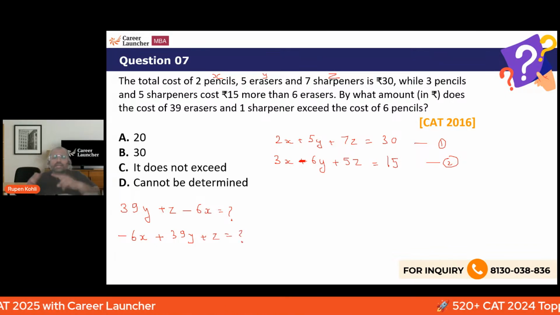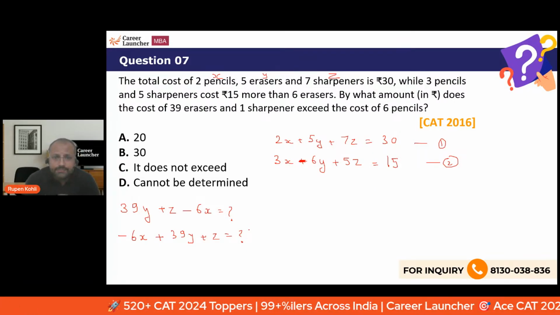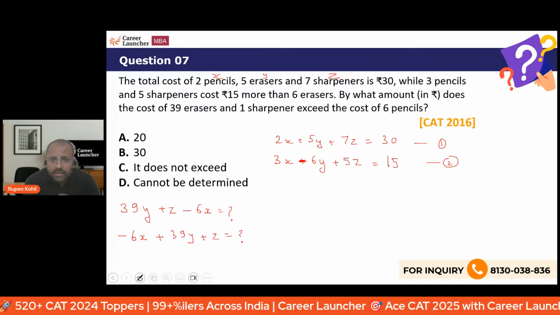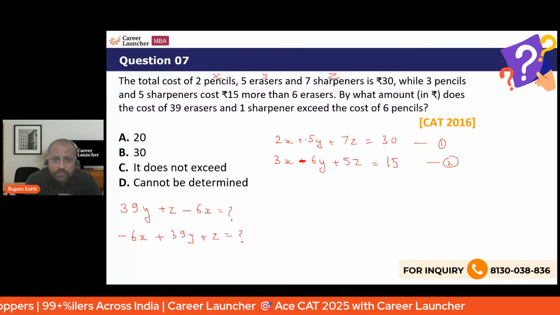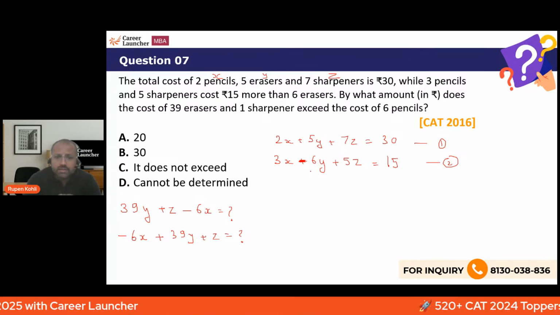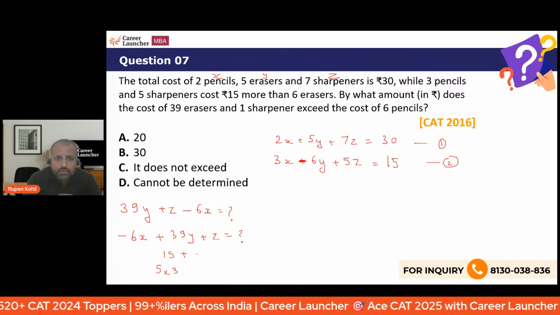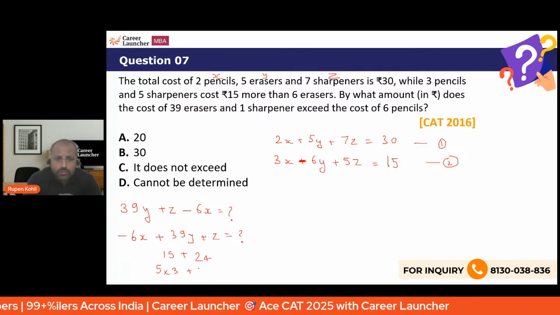Now try to do that hidden trial process that we discussed. Now 39 being the largest coefficient, let's target achieving that. What I'm thinking is some multiple of 5, adding to some multiple of 6 gives us 39. One of the possibilities I can think of is 5 into 3, 15, plus 24, which is 6 into 4, 24, equals 39.